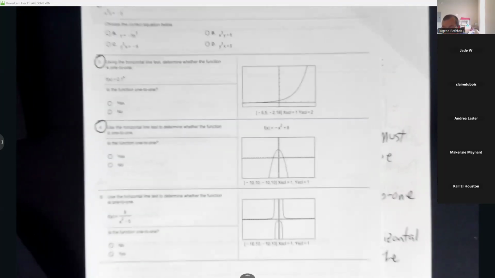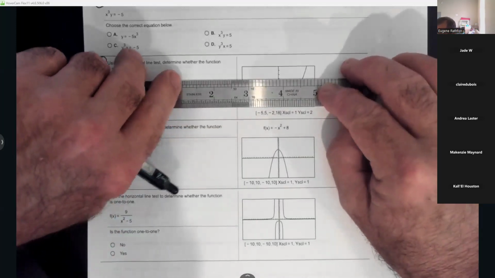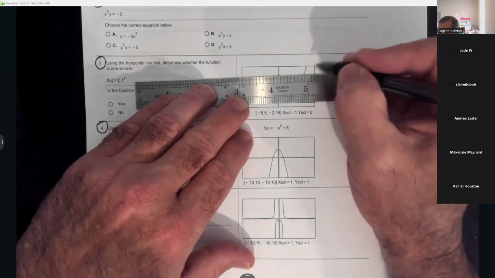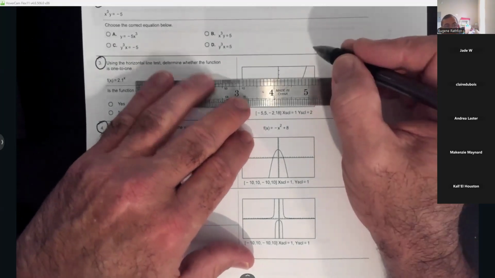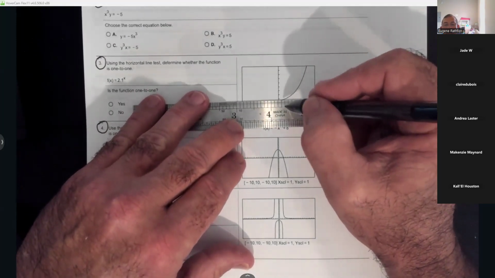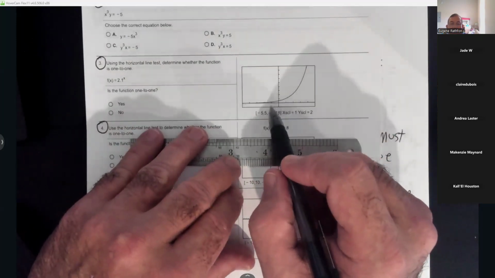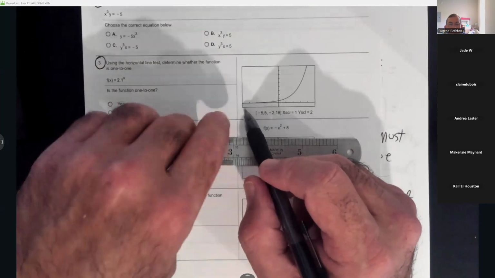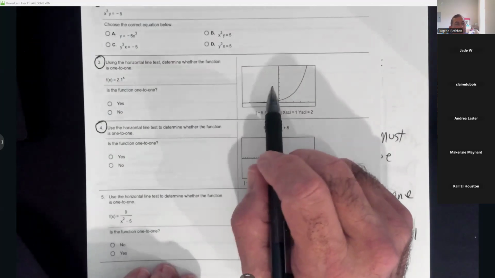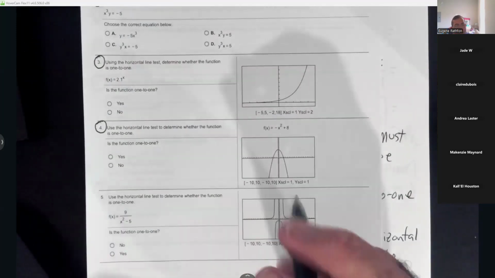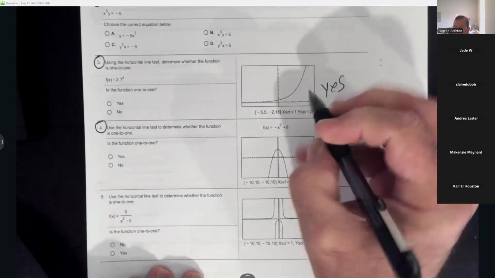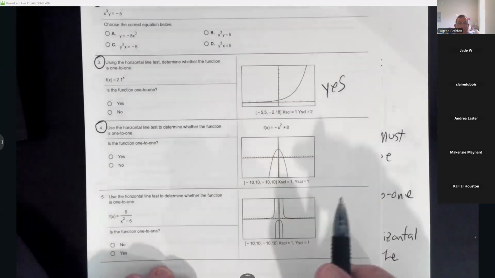And y'all, what do you remember doing? You're running horizontal lines across. So if you notice, it only intersected once there, intersected once here. Anywhere I do my horizontal line, and remember, these asymptotes are getting closer, but they never get there, but they're never horizontal. So this one is definitely yes, because it passes the horizontal line test.